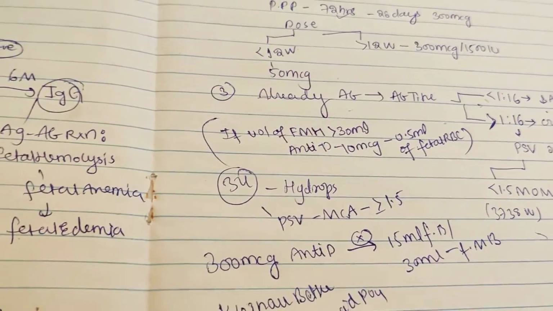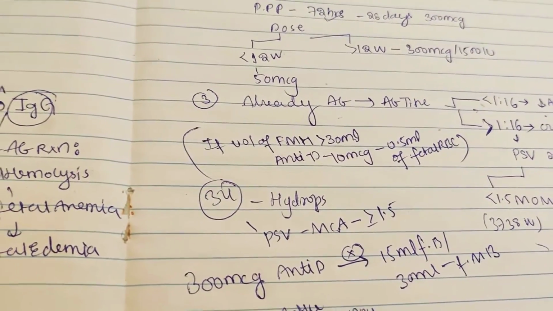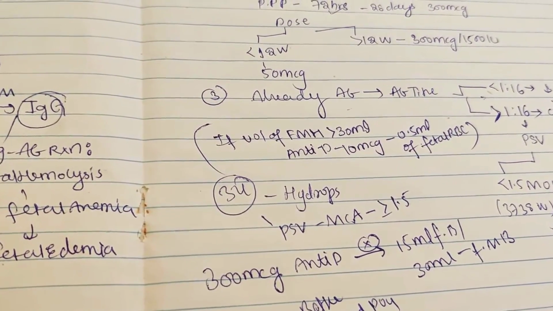In case 4, you have a female who is Rh negative and she has a previous history of hydrops in a previous pregnancy.